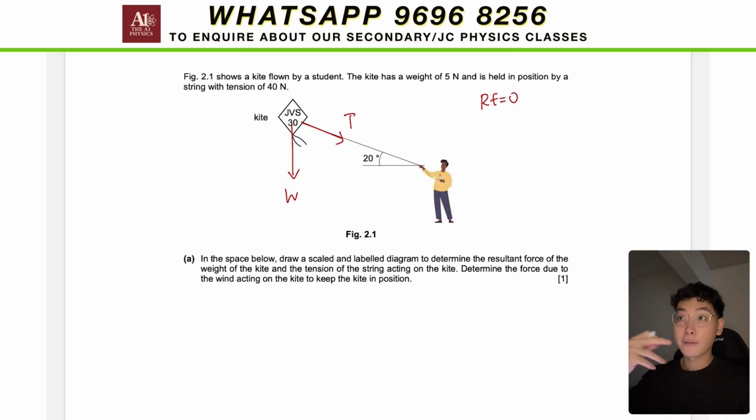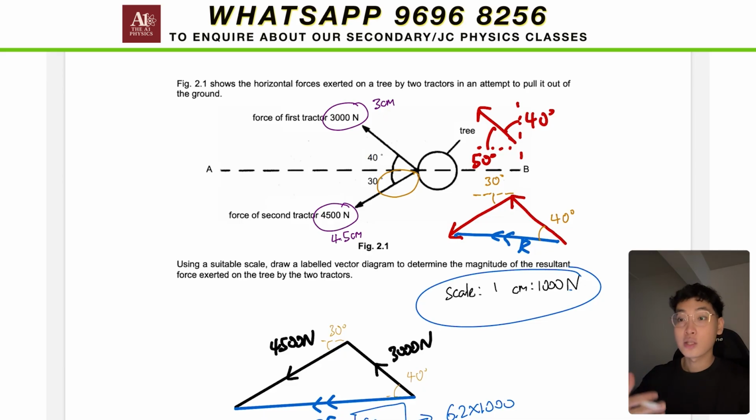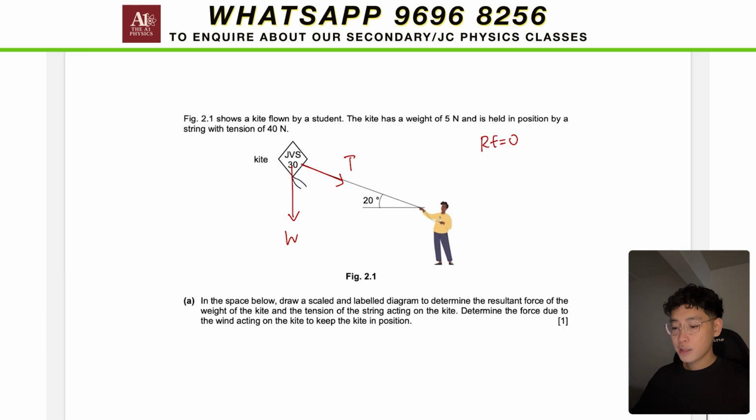First, I need to show the difference from the last question. In the last question, the resultant force is not 0, right? There is a resultant force, which is what we're trying to find. But in this question, the kite is held in position, which means that there is no resultant force. So we can guess that the wind is blowing the kite somewhere in this direction, right? I don't know the exact angle, but I know that the wind is blowing the kite this way.